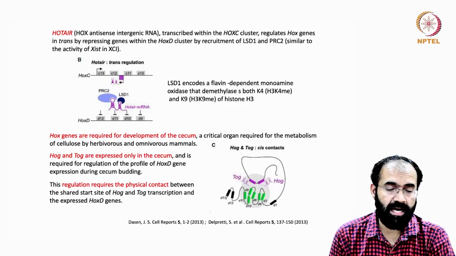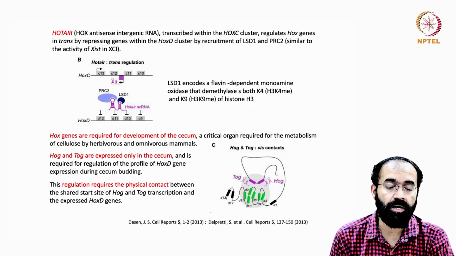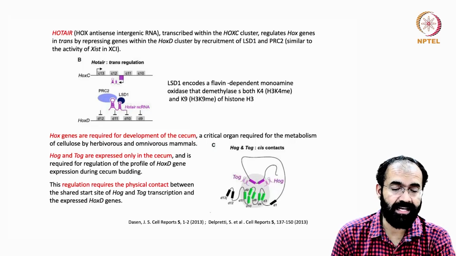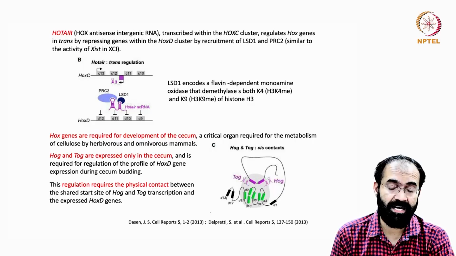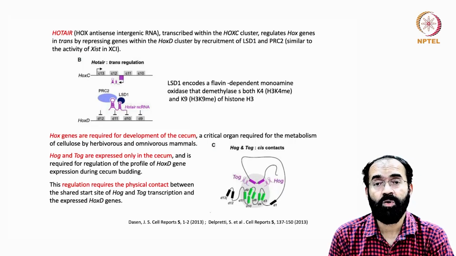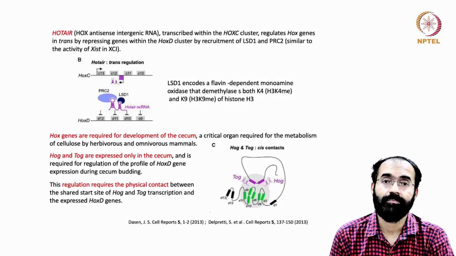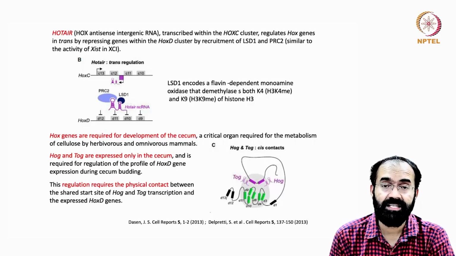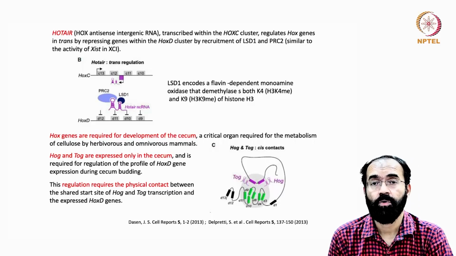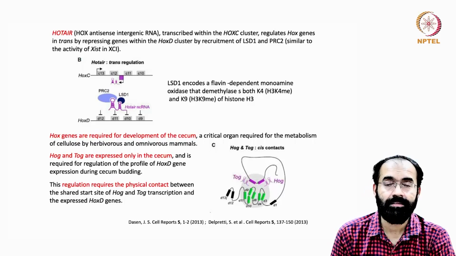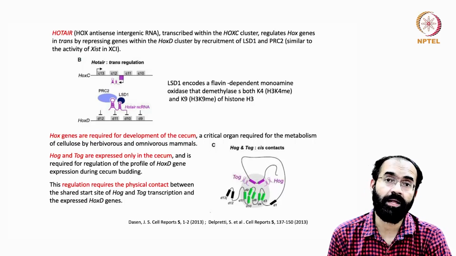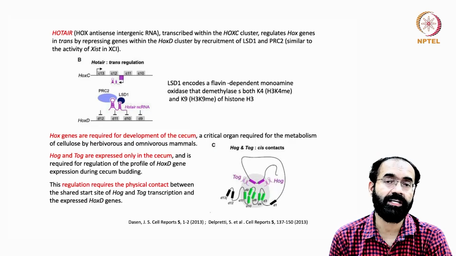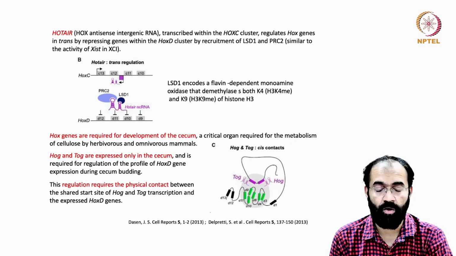So the other two non-coding RNAs are HOG and TOG, and they are expressed only in the cecum and are required for the regulation of the profile of HOXD gene expression during the cecum budding. So some non-coding RNAs have to make sure that the HOXD gene is allowed to express in the place where the cecum organ has to form. So HOXD has a connection with the cecum organ forming.